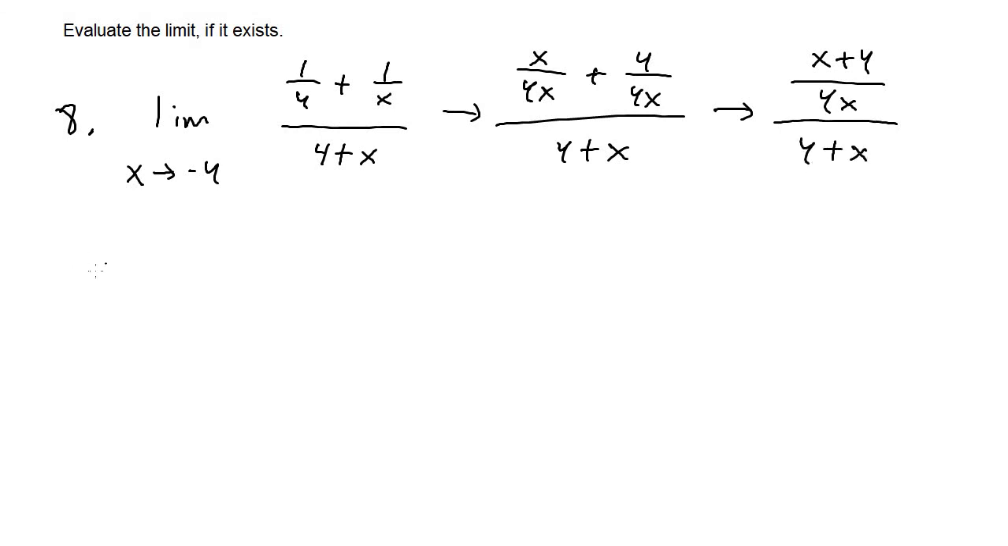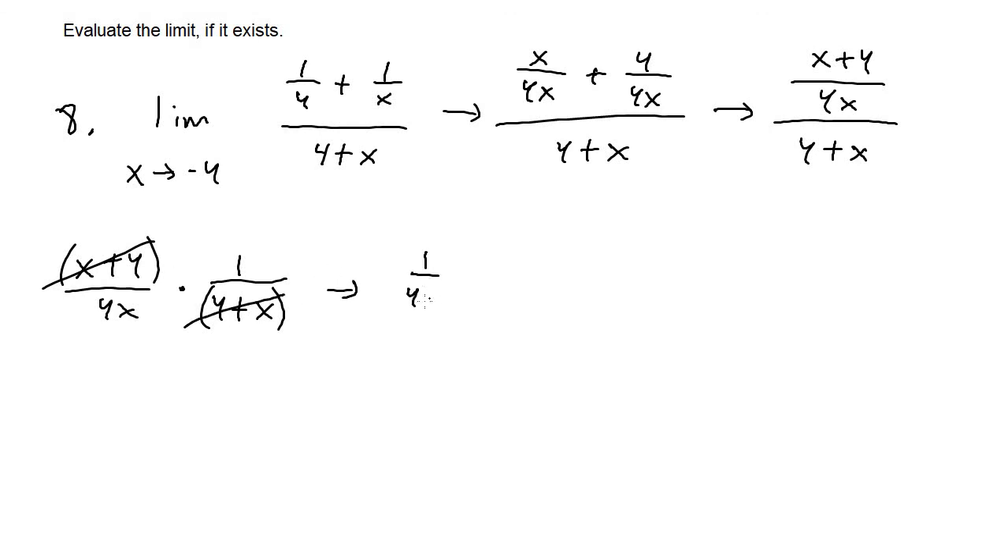Now if I go ahead and rewrite that, we have x plus 4 over 4x. Now dividing by 4 plus x is the same thing as multiplying by its reciprocal. So we're going to go ahead and multiply by 1 over 4 plus x. Now realize x plus 4 and 4 plus x are the exact same things, just rearranged terms. They will cancel, and so we're just left with 1 over 4x. So then I can rewrite the limit as x approaches negative 4 of 1 over 4x.